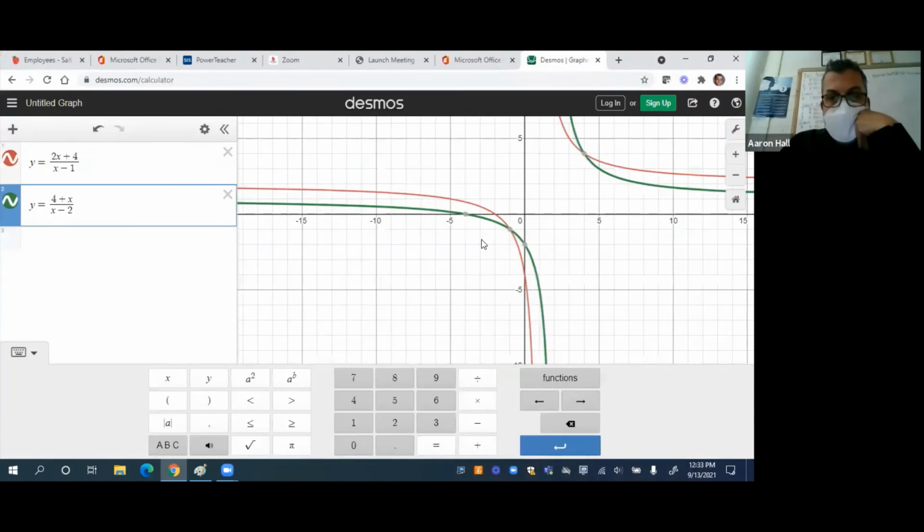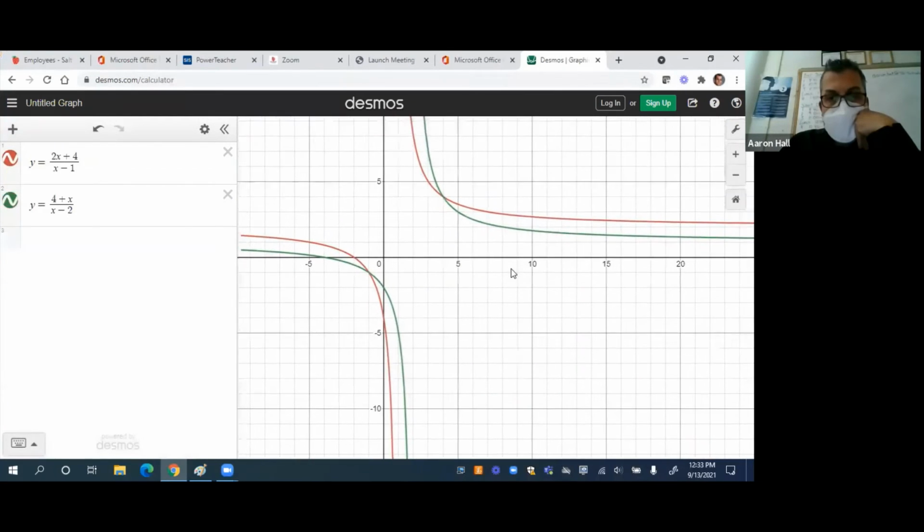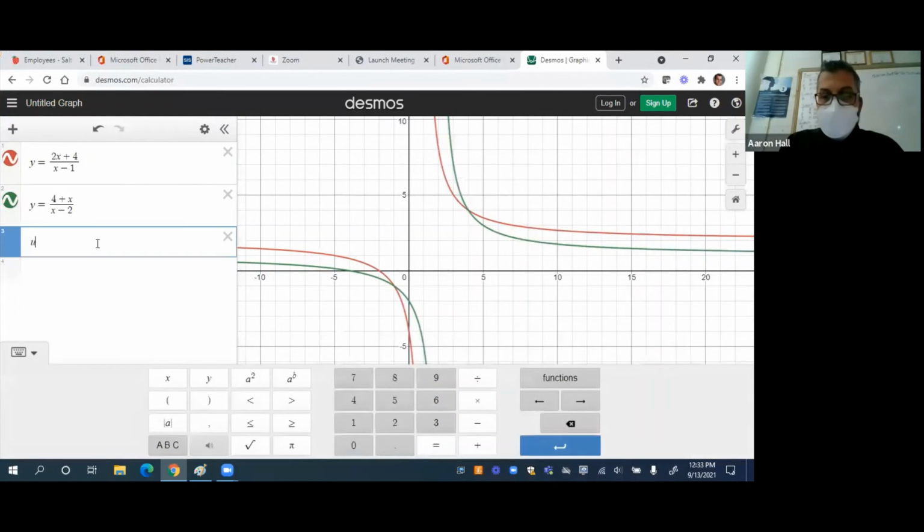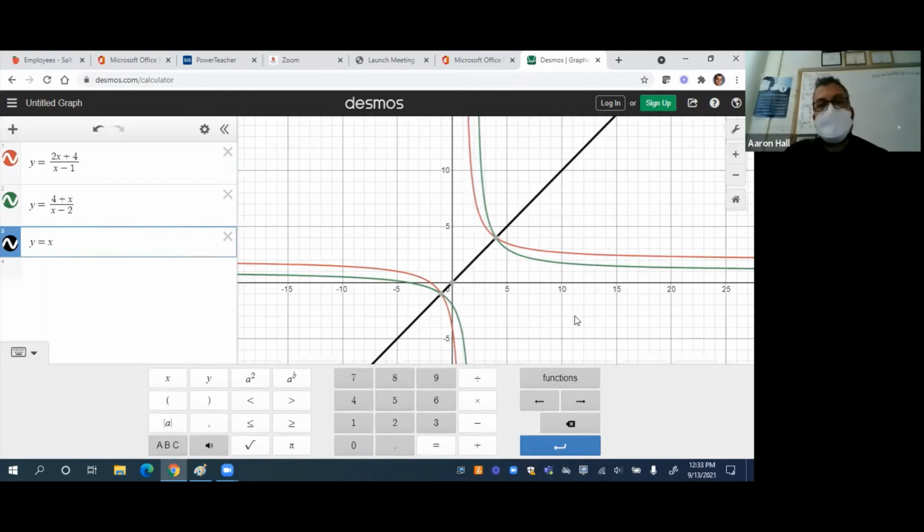So the question is, are these reflections of each other across y equals x? Yes. Yeah. So we know we did it right. They're reflections of each other across y equals x. Okay.